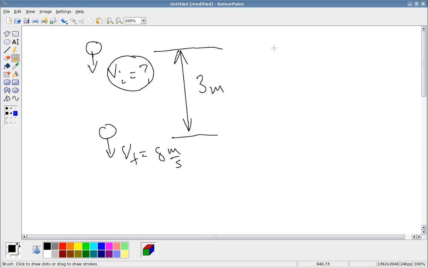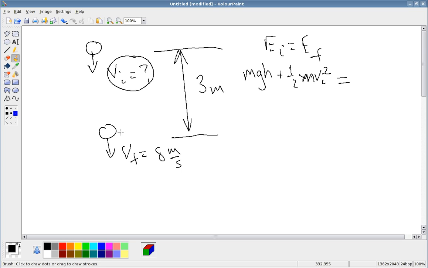The way we're going to do this problem is use energy. We're going to say that the initial energy is equal to the final energy. Now, the initial energy of the ball has two components. It has the height of the ball, which is mgh, plus the kinetic energy of the ball, which is 1/2 mv squared. And that's going to equal the final energy of the ball.